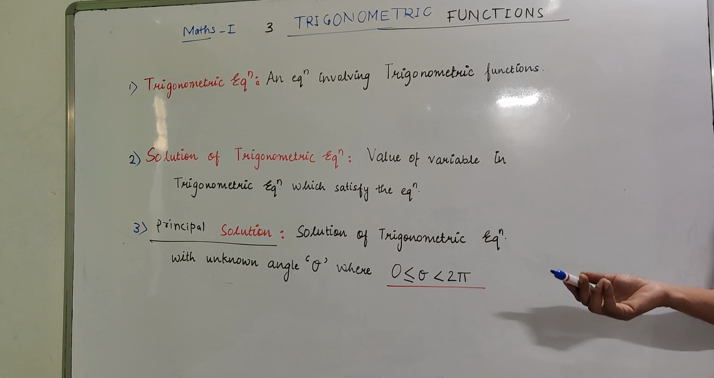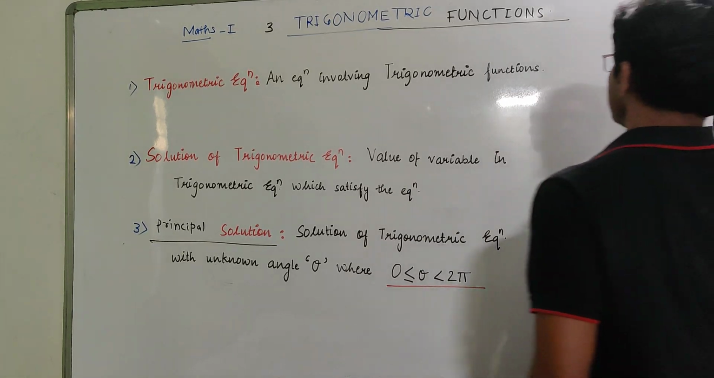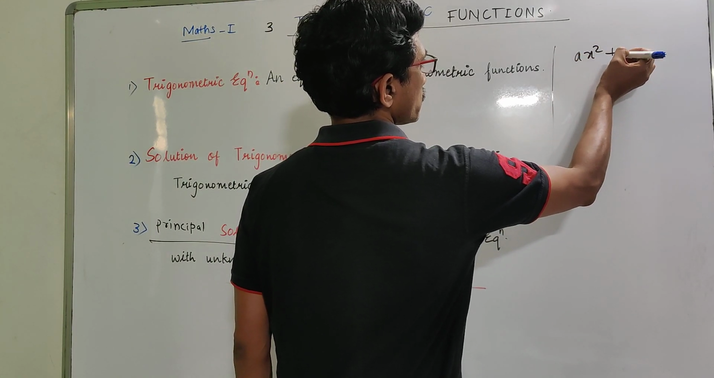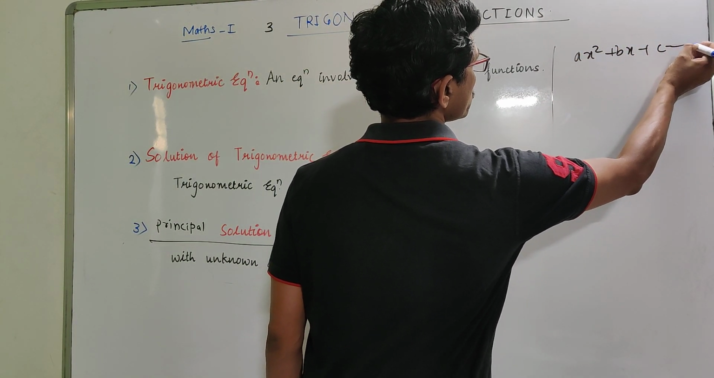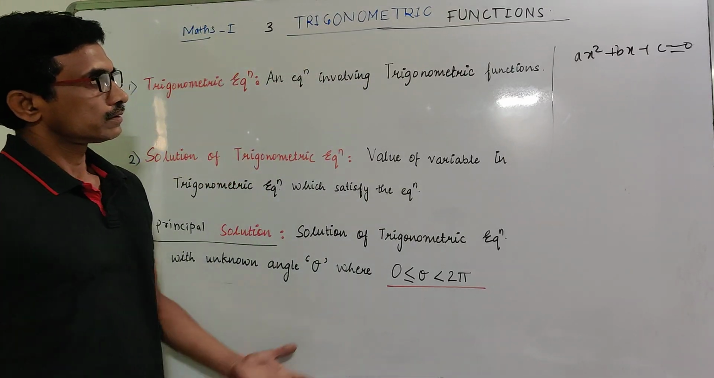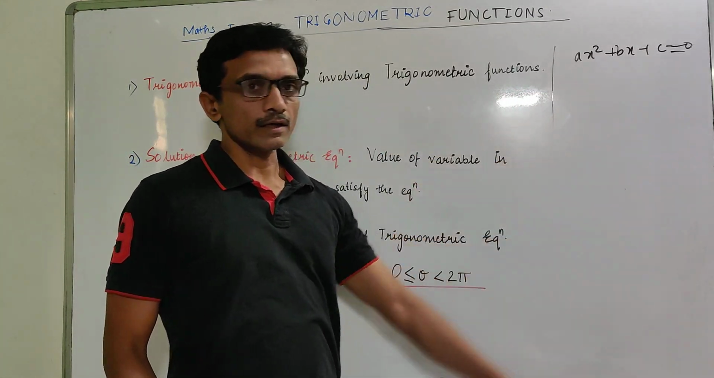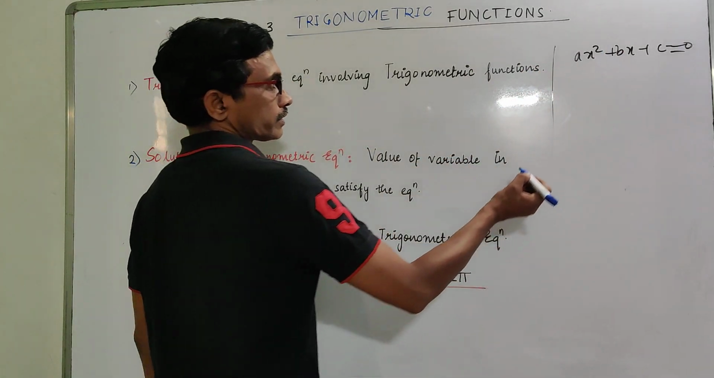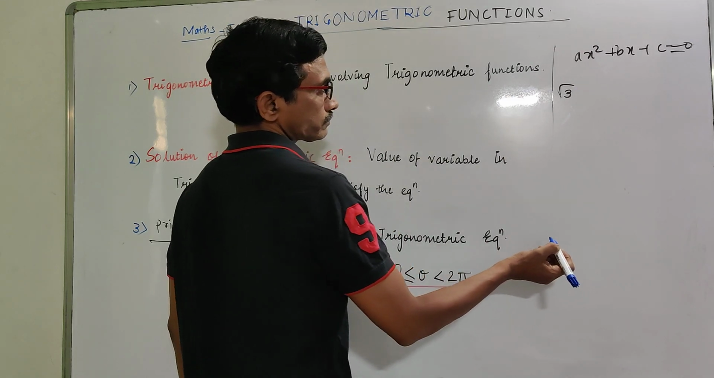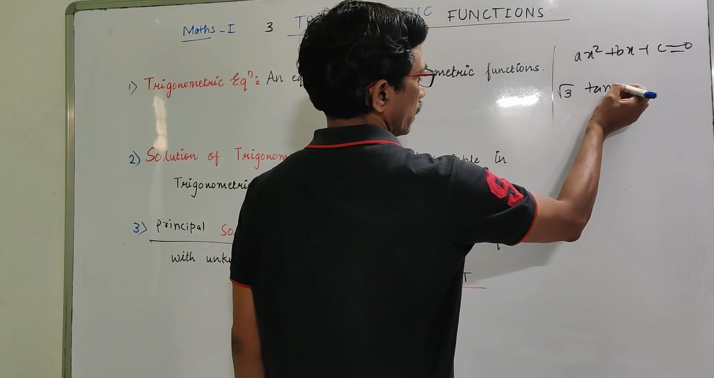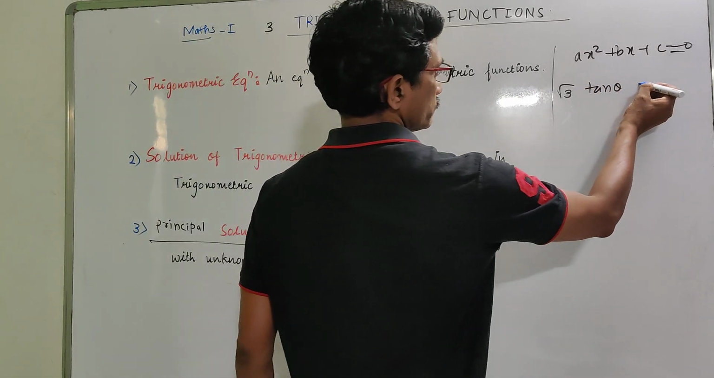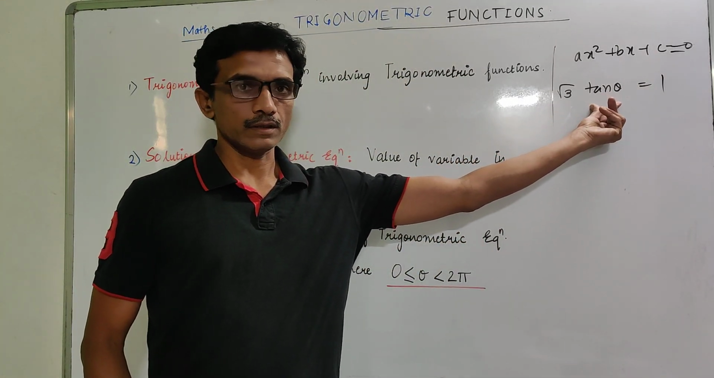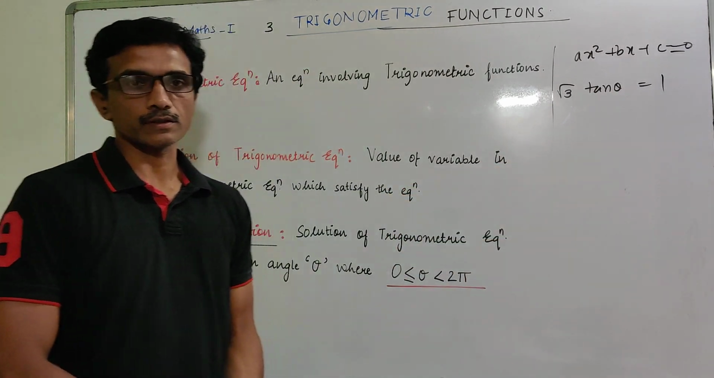What are the trigonometric equations? Look at this equation. See here I am writing the equation ax square plus bx plus c is equal to 0. So this equation is purely an algebraic equation. There is no trigonometric function. Whereas see the equation root 3 tan theta is equal to 1. So clearly this equation here involves a trigonometric function.